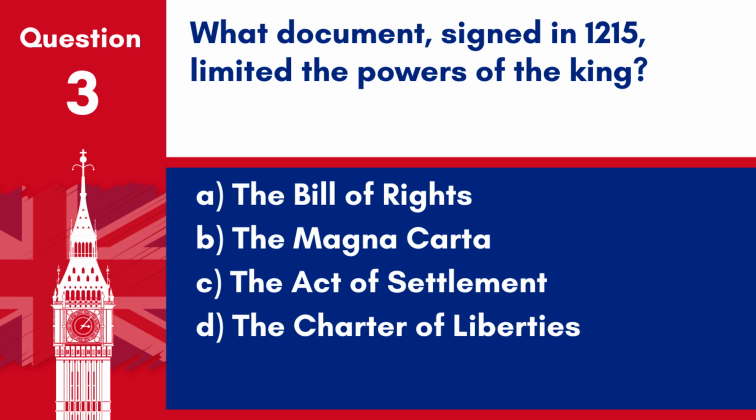Question 3. What document, signed in 1215, limited the powers of the king? A. The Bill of Rights, B. The Magna Carta, C. The Act of Settlement, D. The Charter of Liberties. Answer: B. The Magna Carta. The Magna Carta, signed in 1215, was a landmark document that limited the powers of the king and laid the foundation for modern democracy.